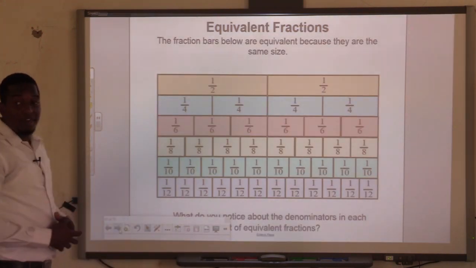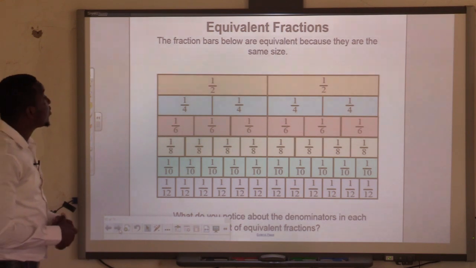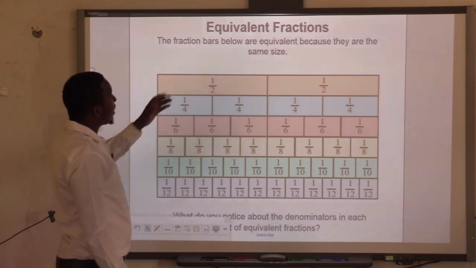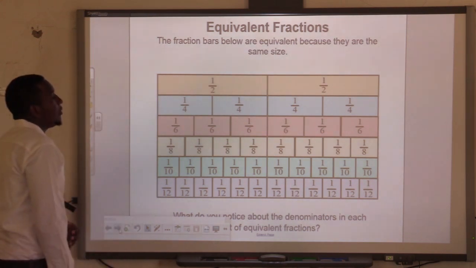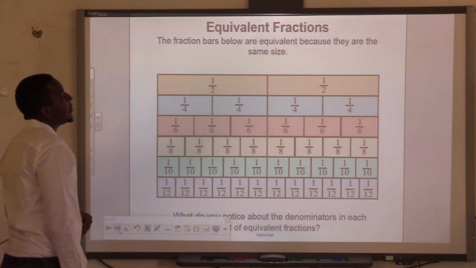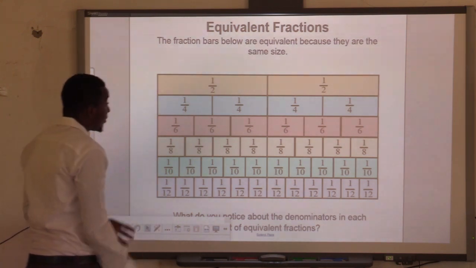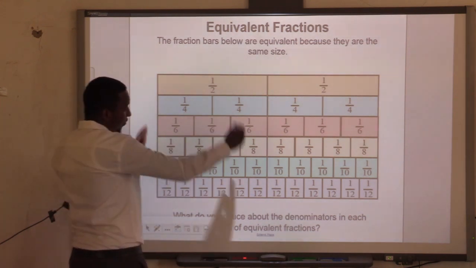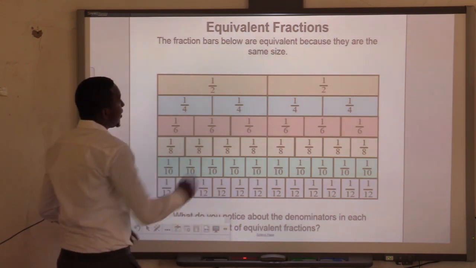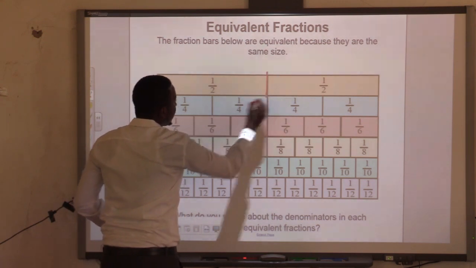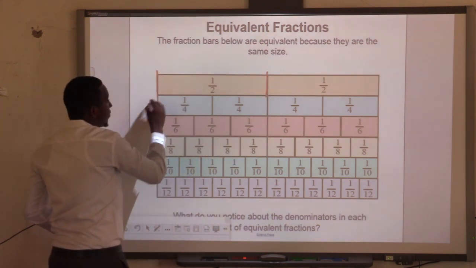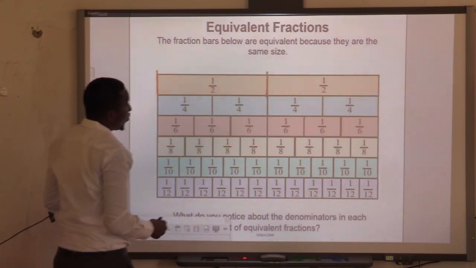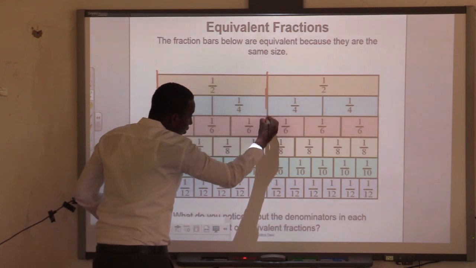All right, here we have fraction bars. The fraction bars below are equivalent because they have the same size. We'll try to compare maybe half of what we have. From this point to this point, we understand that this is the whole and this is half of the whole. So we are going to compare that with all what we have here.